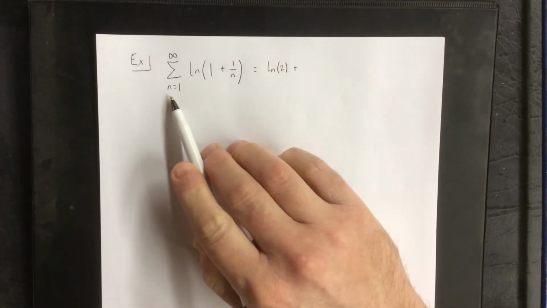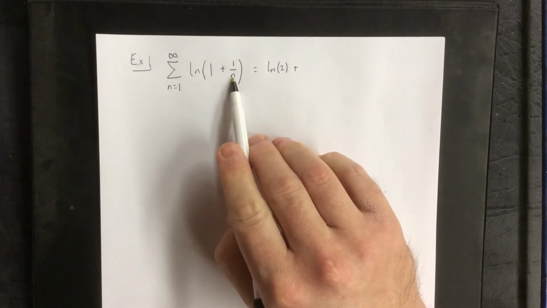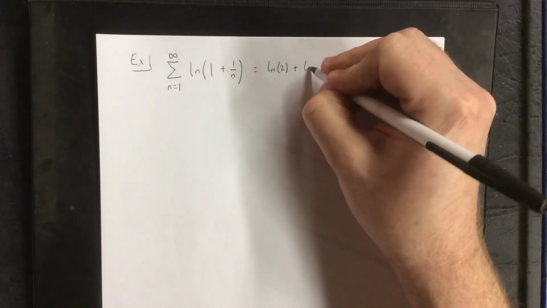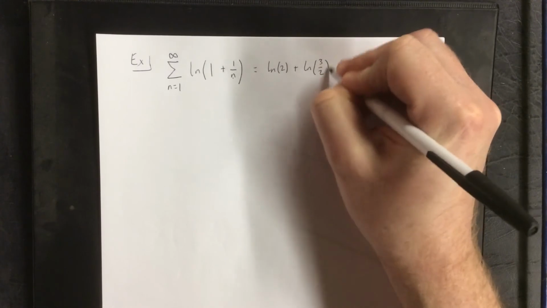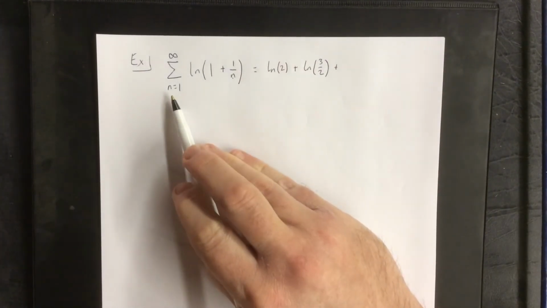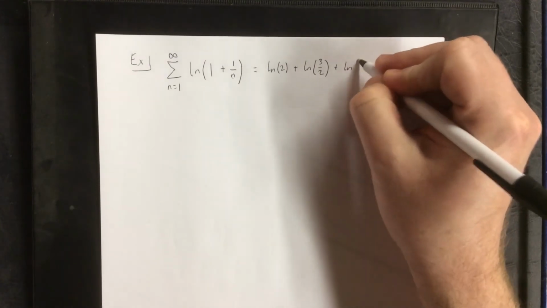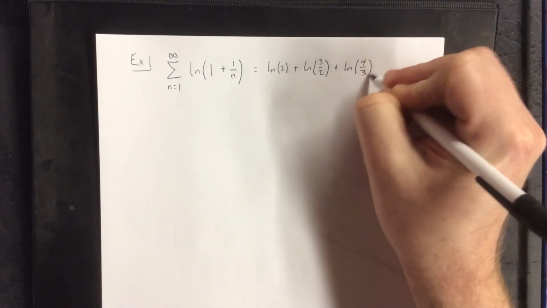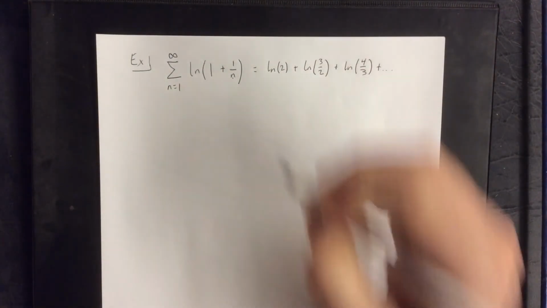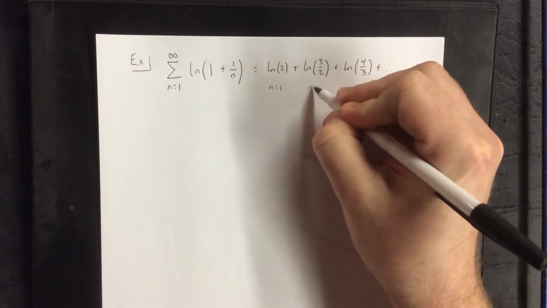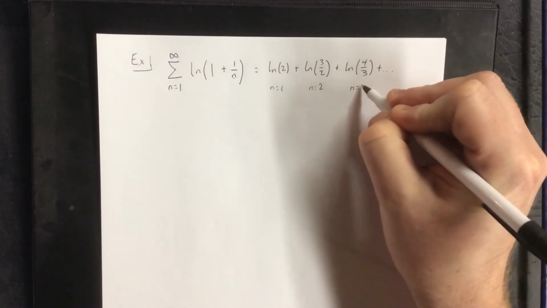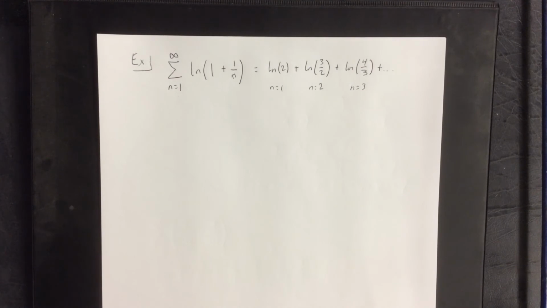Plus, if we plug in n equals 2, this will be a half plus 1. That'll be 3 halves. When we plug in n equals 3, this will be 1/3 plus 1 is 4/3. You know, this really doesn't look all that telescoping in its current form. So here are some algebraic manipulations that we're going to do to it.